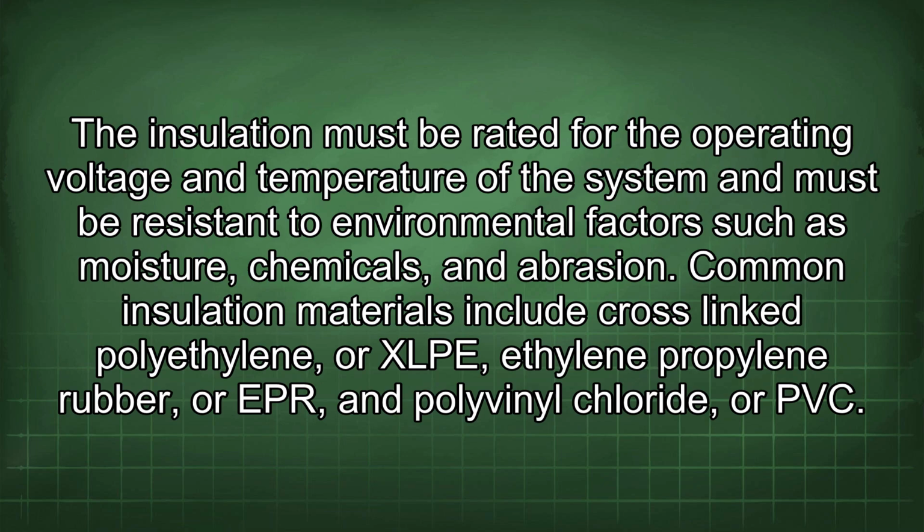Thirdly, insulation type is critical, especially in high-voltage applications. The insulation must be rated for the operating voltage and temperature of the system and must be resistant to environmental factors such as moisture, chemicals, and abrasion. Common insulation materials include cross-linked polyethylene or XLPE, ethylene propylene rubber or EPR, and polyvinyl chloride or PVC.